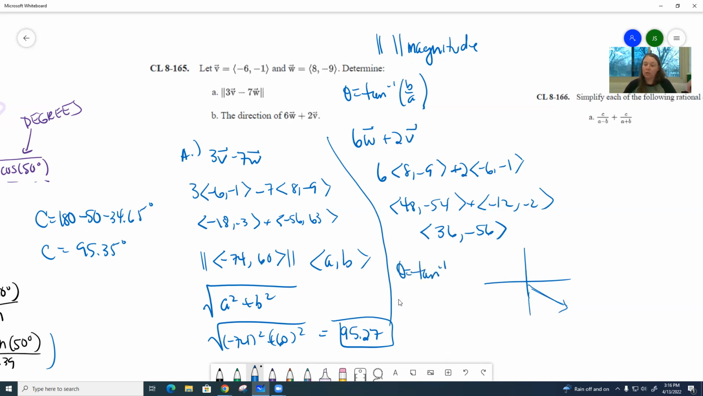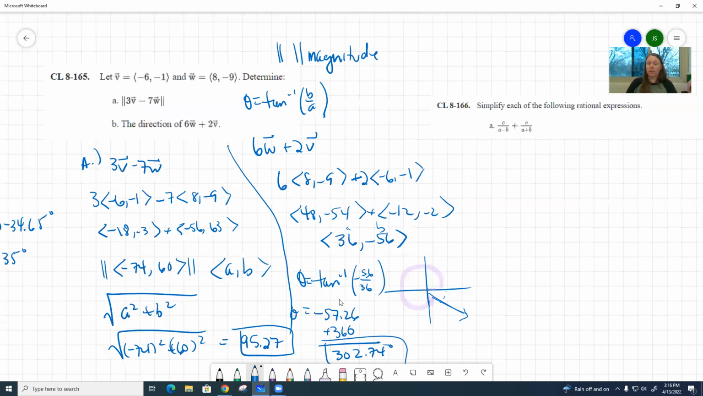So I'm going to do the inverse tangent of B over A, where this is my A, this is my B, which gives me negative 57.26. And yes, that is in the fourth quadrant, but remember the direction for vectors is going counterclockwise from standard position, which is the positive x-axis. So I need to add 360 to get my direction angle. So when I do that, I get 302.74 degrees.